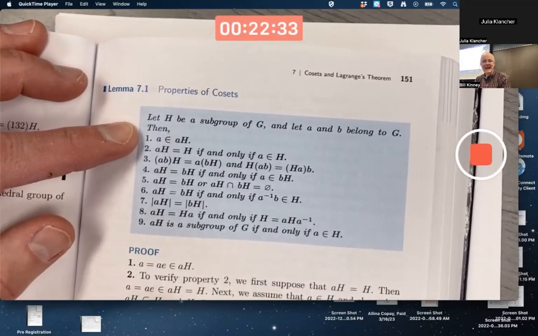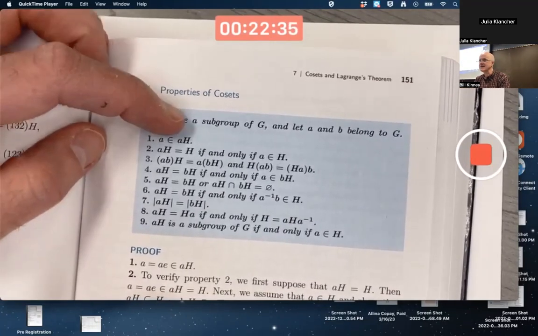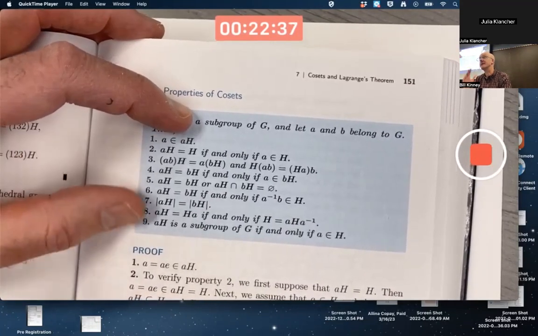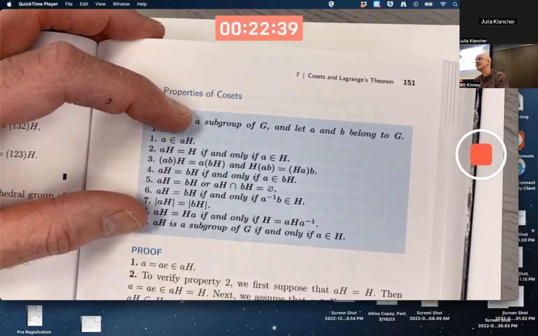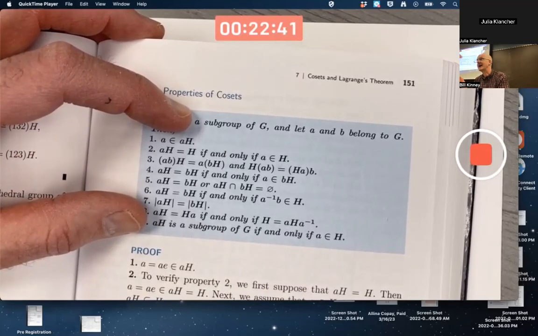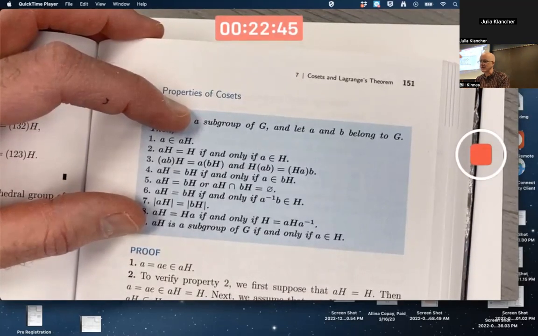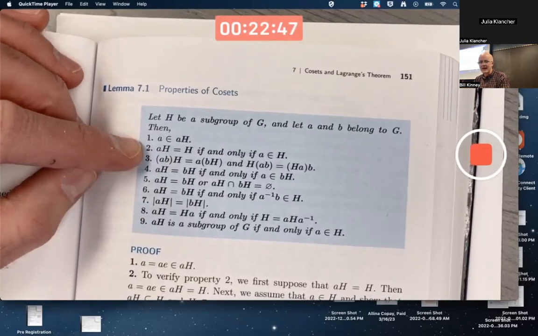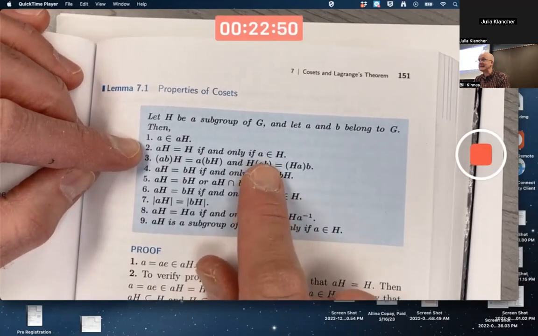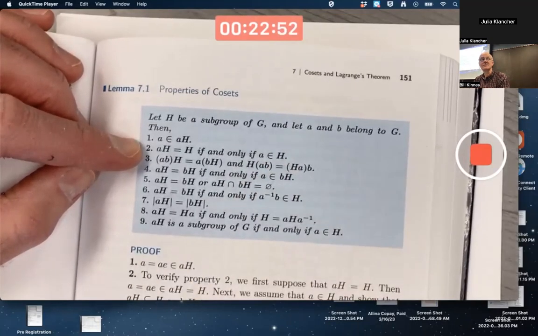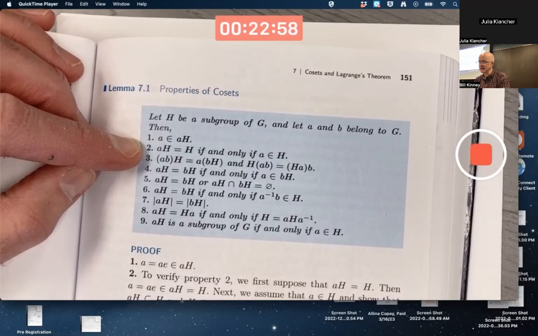So again, any arbitrary element is in the left coset containing that element. By the way, it would also be in the right coset of H in G containing that element. The proof is pretty similar. AH equals H if and only if A is in H. We saw that in the picture. You could also say HA equals H if and only if A is in H.